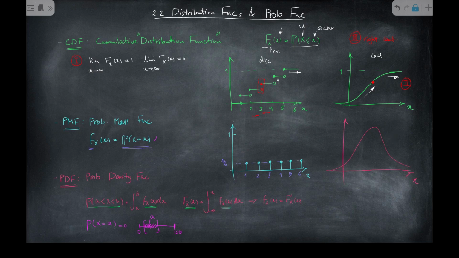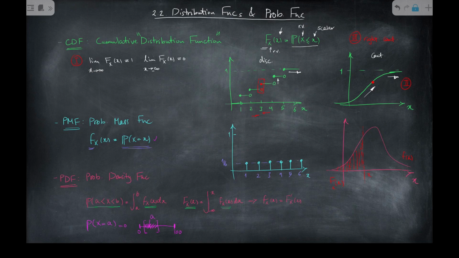So let's talk about the diagram. It's easier to understand if we talk about this diagram. So this is my f of x function, and this is, for example, x. Moving from minus infinity up to x, this integral is going to calculate the area under the curve, and this is my f of x up to x. So this is the visual representation of the CDF: the area under the curve of f of x from minus infinity up to x.